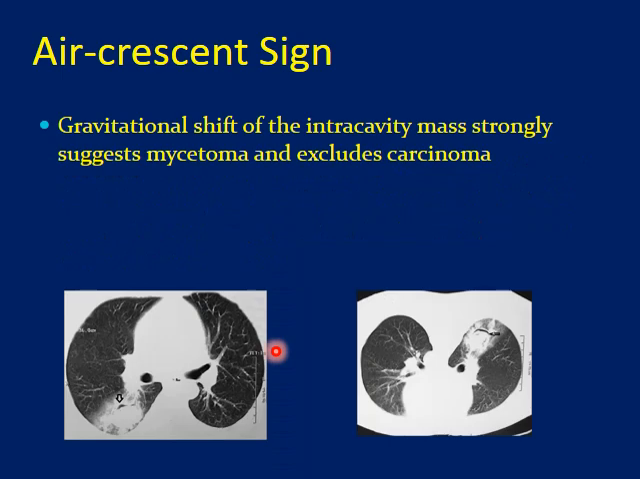Okay? To be sure that this is an air crescent sign, you sometimes may need to repeat the examination in prone position. The ball or mycetoma will drop by gravity and the crescent will still be at the superior border. Okay, this is important. Why? Because sometimes some cavities may contain carcinoma. Carcinoma can grow inside a cavity, but it will be fixed to one wall, while mycetoma is movable. It can, by gravity or position, change its position. So, for the air crescent sign, to be sure that it is a mycetoma, you should change position from supine to prone, to confirm that the air is free all around and the content is movable.